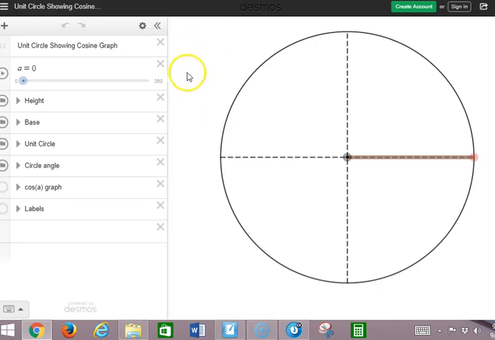Okay, so here we are at 0 degrees. Now I'm going to move the triangle up a little bit into quadrant 1. So here's our triangle. Notice here's our adjacent side, here's our opposite side.